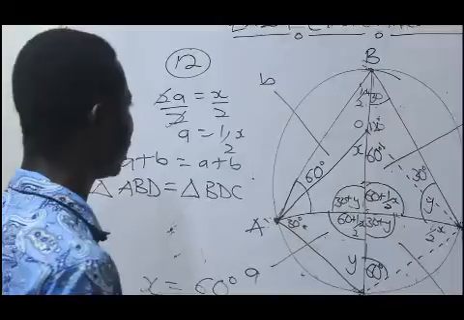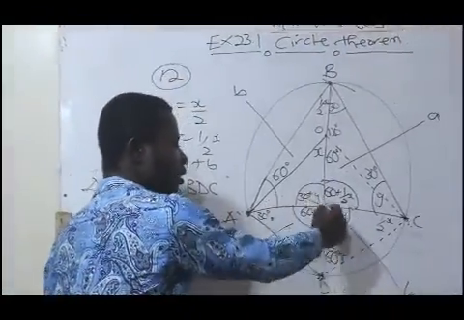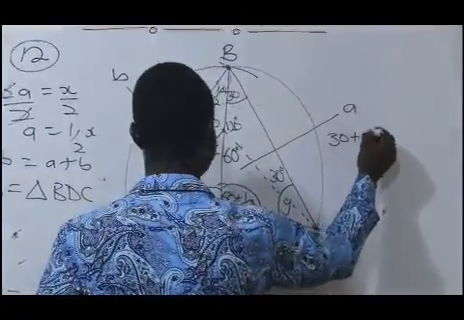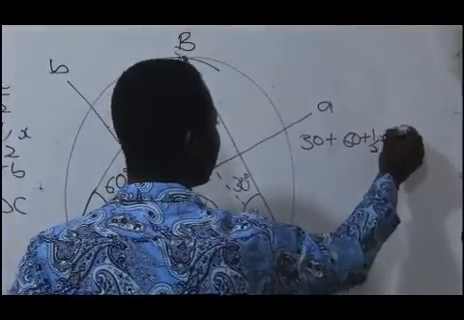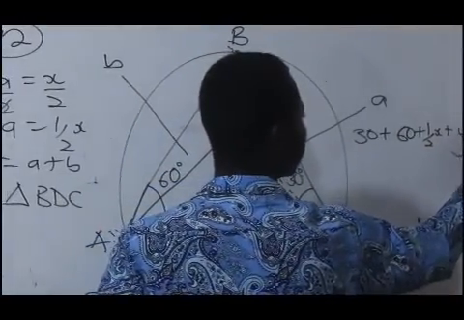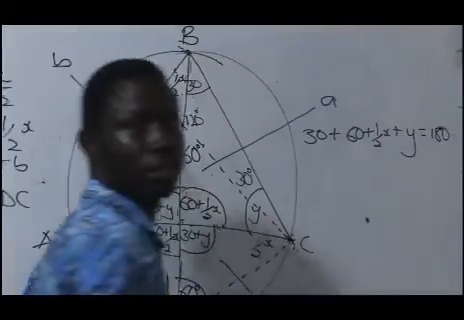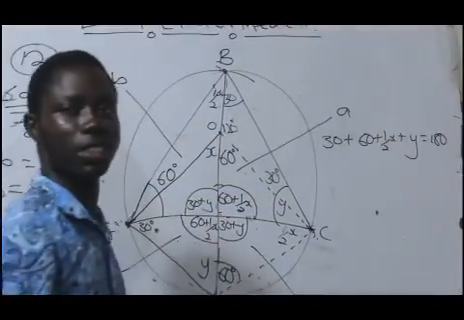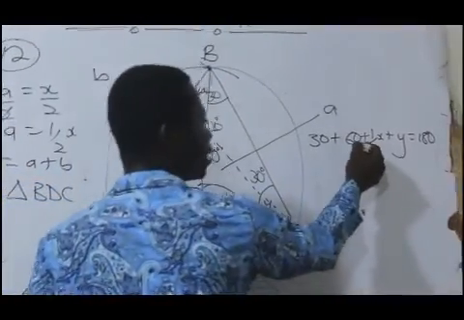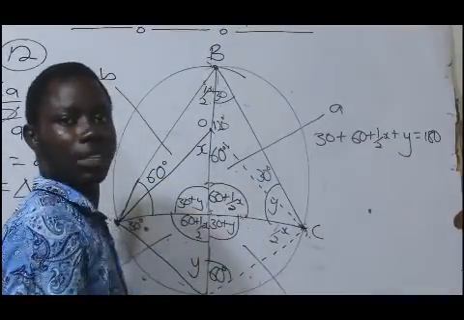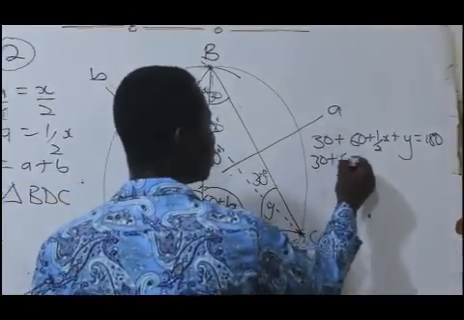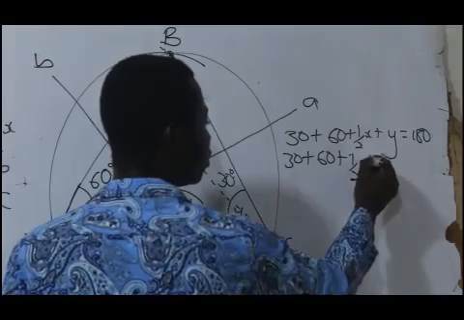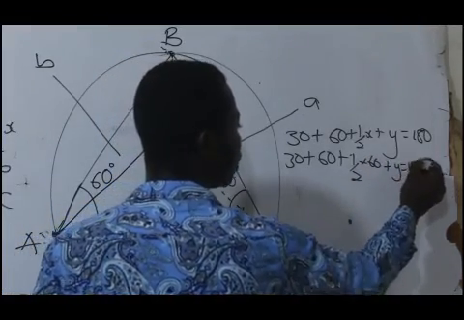Now, how can we get y? We can get y by summing up all the angles here and then equating it to 180 degrees. That is, we have 30 degrees plus 60 plus half of x plus y equals what? Equals 180 degrees. Now half of x, which is half of 60, is 30. Therefore, we have 30 here plus 60 plus 30, which is half of 60, plus y equals 180 degrees.